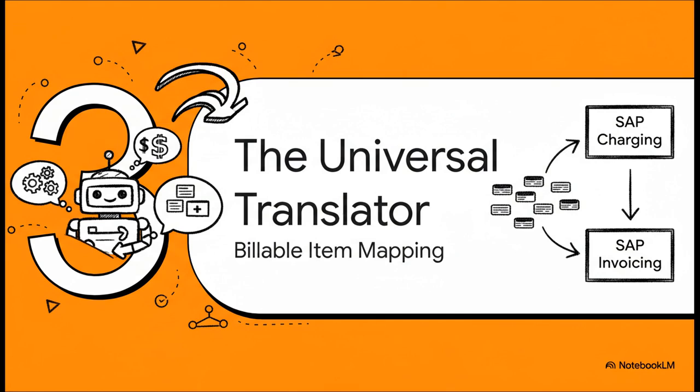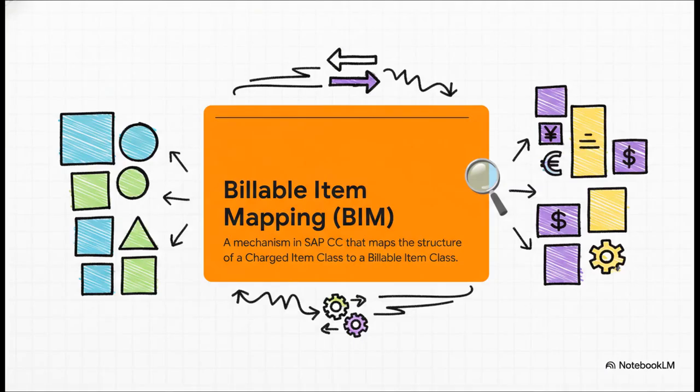It is the essential universal translator that bridges this gap and makes the whole end-to-end process work like a charm. So what is it really? At its heart, Billable Item Mapping is a piece of configuration inside Convergent Charging. Just think of it like a rulebook or a map. It tells the system exactly how to take the fields from the charged item and map them perfectly to the fields that the billable item needs. It's our universal data translator.